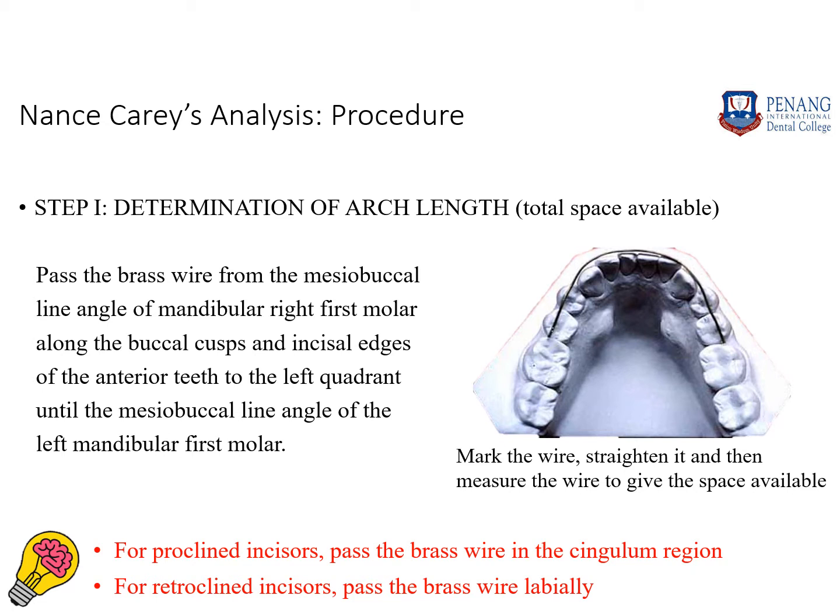As we did for arch perimeter analysis, in case of proclined incisor, you will pass the brass wire in the cingulum region, whereas for retroclined incisor, you will pass the wire labially.